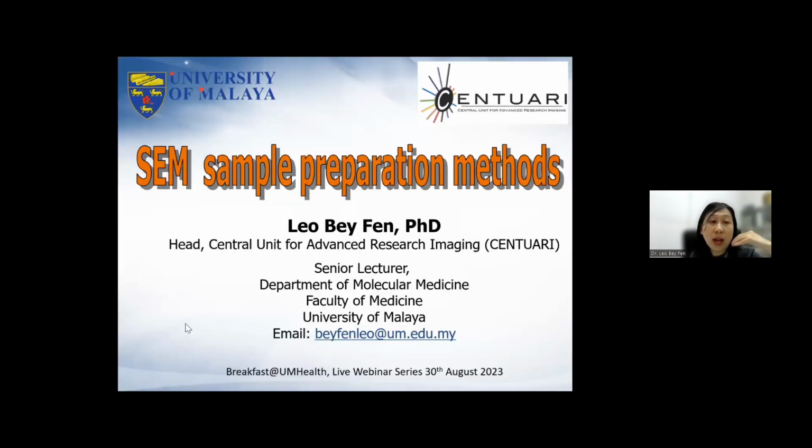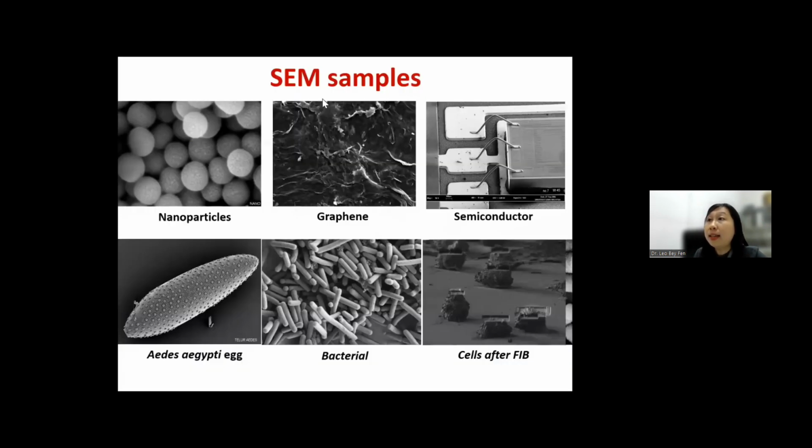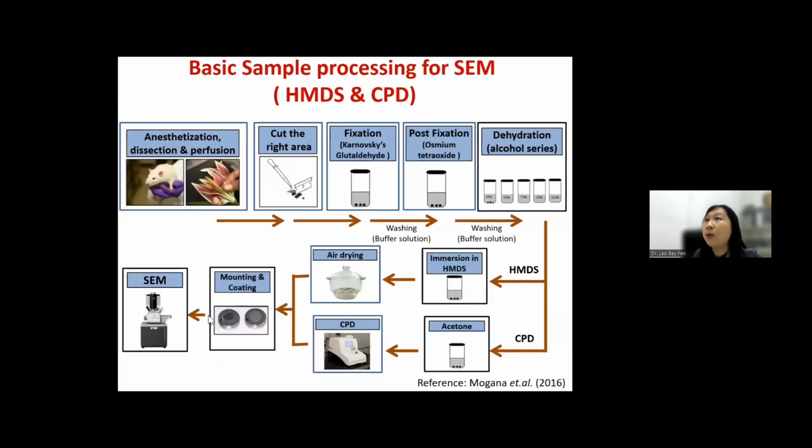So just now I presented the TEM sample preparation, but for the SEM, the sample preparation is very different. SEM is used to see, for example, the bacterial sample. Then we can even do sectioning onto the bacterial cells. All these are SEM images, which are different from TEM images where you can see the ultrastructure. This is just the surface morphology of the samples.